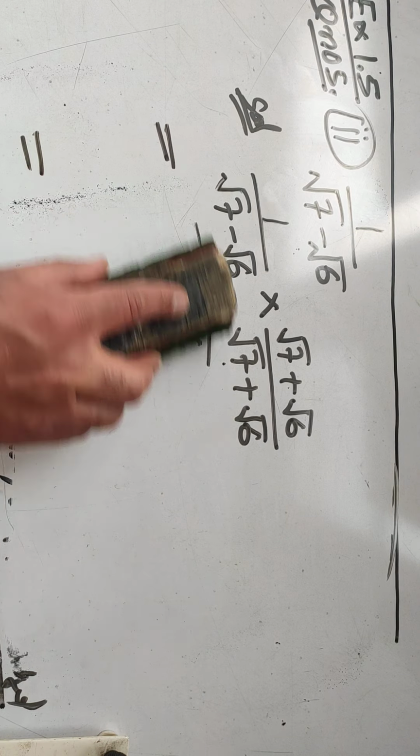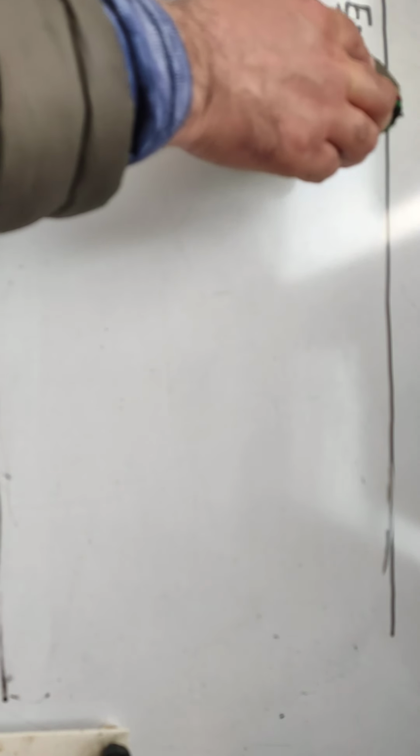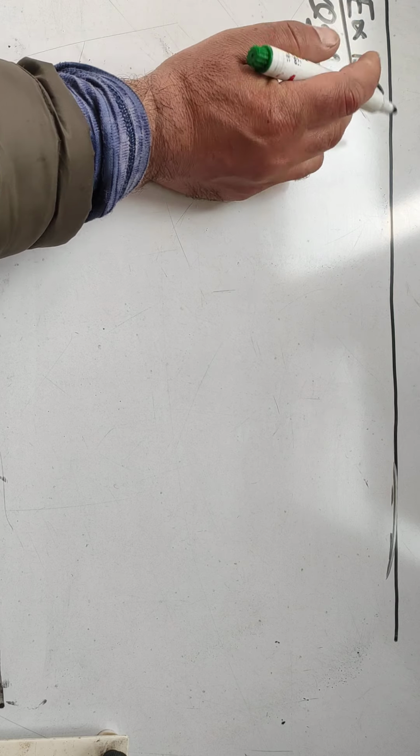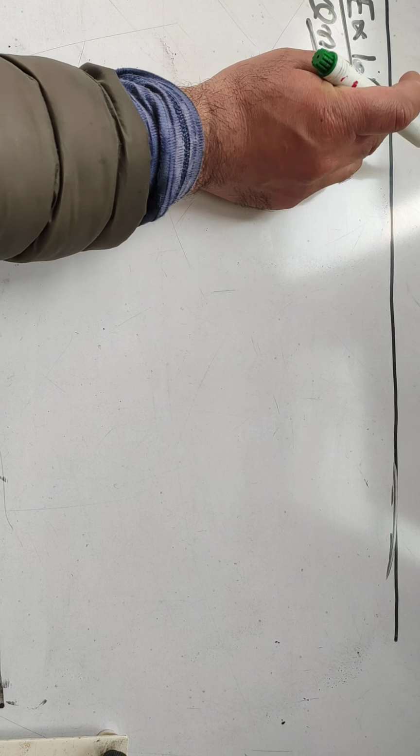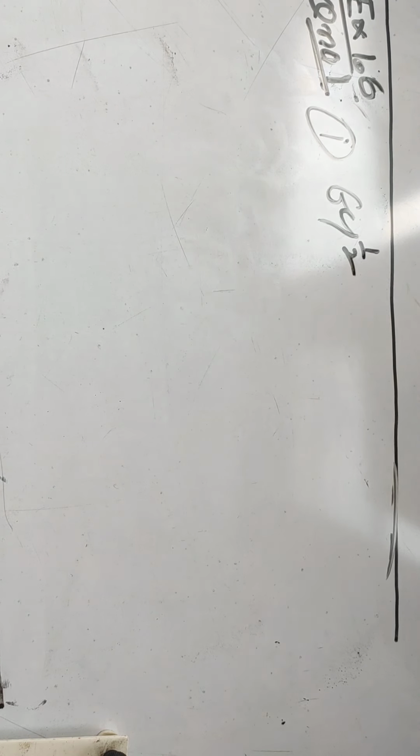There are two more parts of this question which you have to do on your own, and the procedure is the same. Let's come to the textbook exercise, question number 1 of exercise 1.6. Find 64 raised to the power 1 by 2. First part.